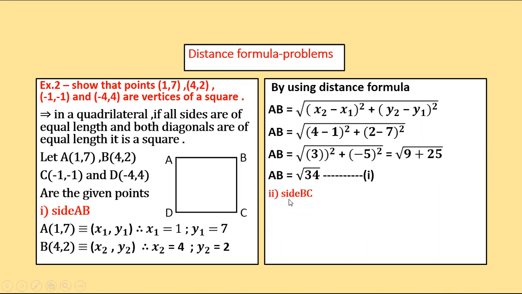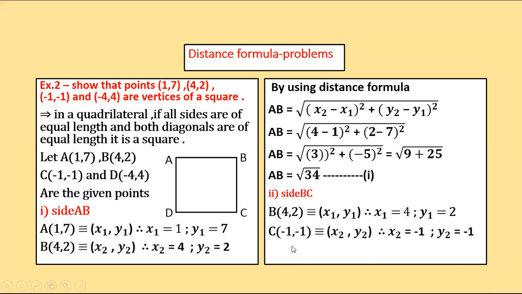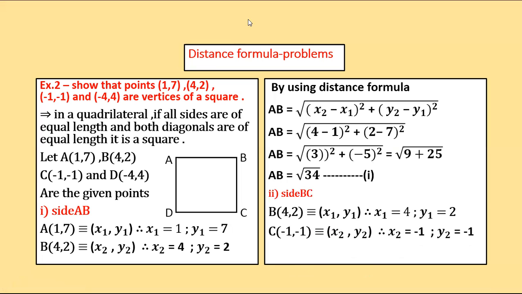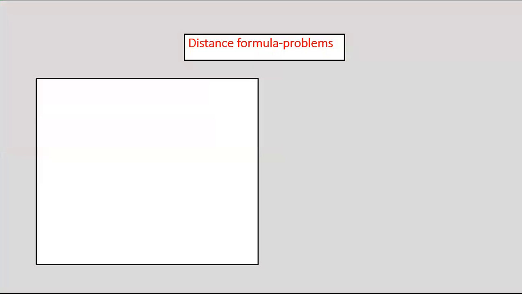Next, to find the length of side BC, means to find distance BC. Here B of coordinate (4, 2) consider as x1, y1. x1 is equal to 4, y1 is equal to 2. The point C of coordinate (-1, -1) consider as x2, y2. Therefore, x2 is equal to minus 1, y2 is equal to minus 1. By using the distance formula, BC is equal to square root of (x2 minus x1) square plus (y2 minus y1) square. Substitute the values.